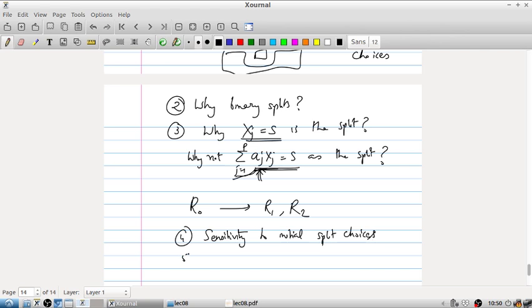And also the fifth one is, let's say in the regression case, if the expectation of y given x is smooth, then you're splitting your tree representation, yeah?